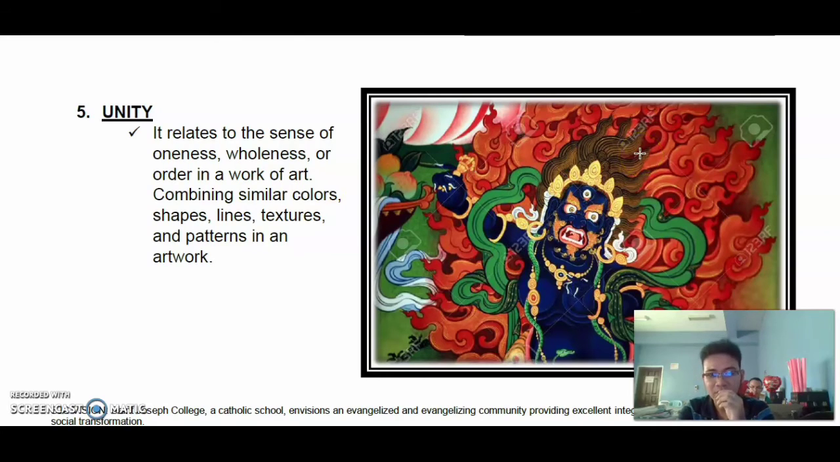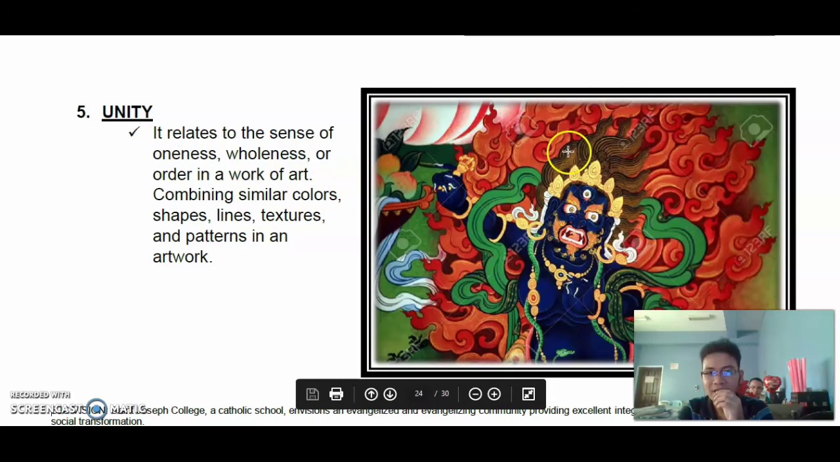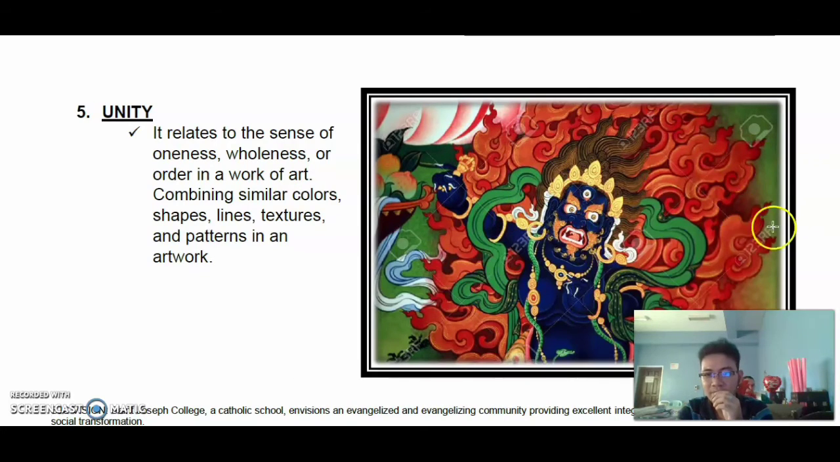For example, this one, we have here the character, the center, in the blue color. The unity there is that the other elements are being combined to create the one idea. This means that these things around the character are part of it. They are the contributors to the character of an artwork. So if you are a viewer, you will see this one as one artwork.